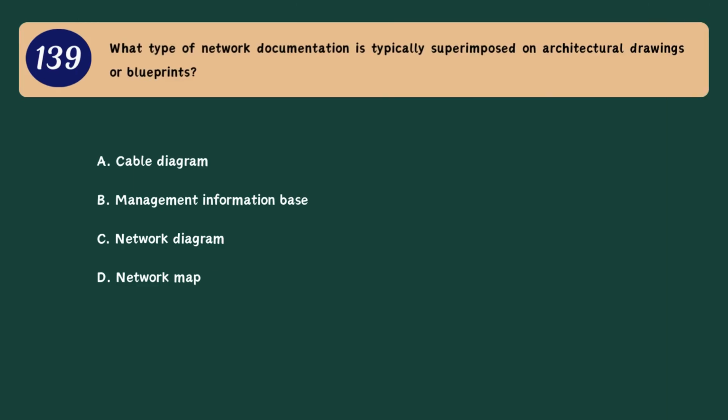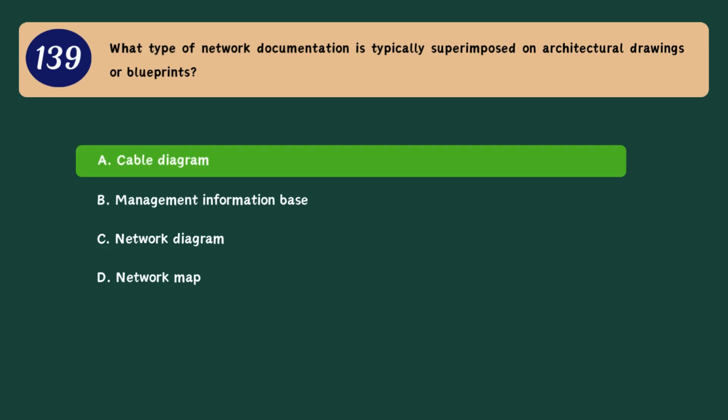Question 139. What type of network documentation is typically superimposed on architectural drawings or blueprints? A. Cable diagram. B. Management information base. C. Network diagram. D. Network map.